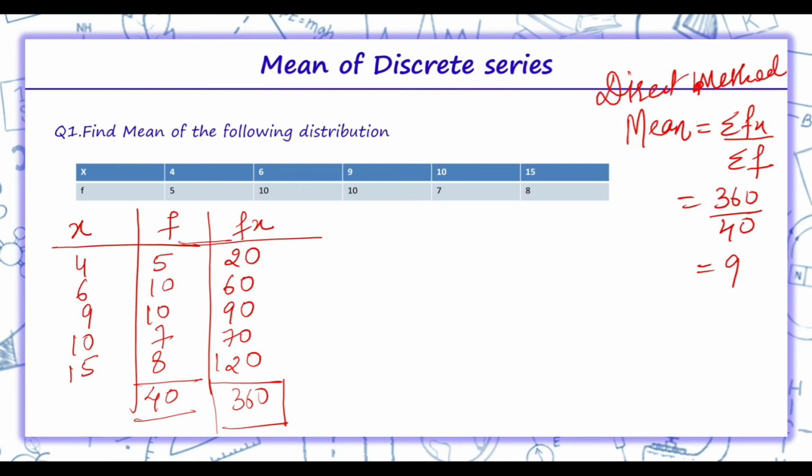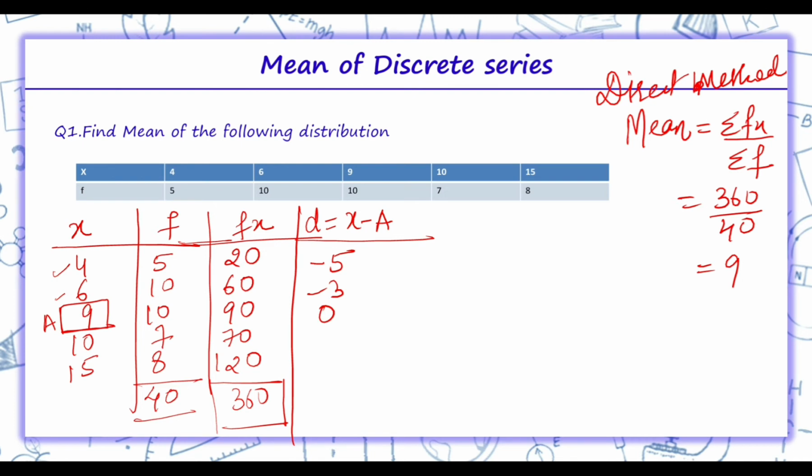Now when we have to calculate by the assumed mean method, we'll find d, and d is to be calculated from x minus a, the mid value. So the mid value is 9, this is a. So we'll subtract a from all the values. So 4 minus 9 will be minus 5, 6 minus 9 is minus 3, 9 minus 9 will be 0, 10 minus 9 is 1, 15 minus 9 is 6.